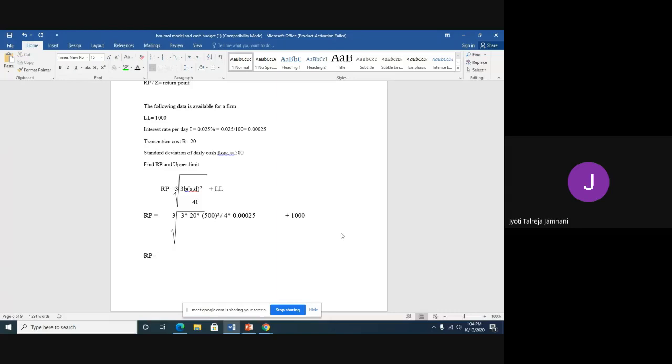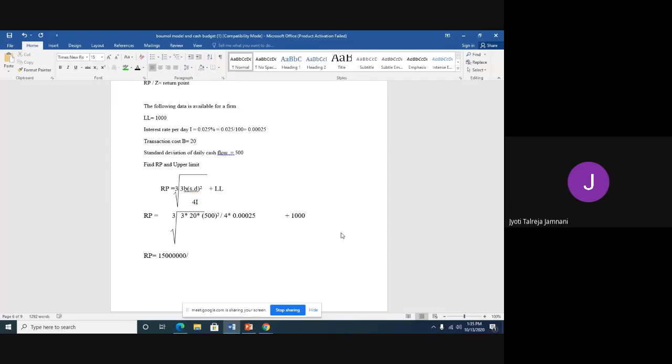Okay, so now let's find RP. First you solve 500 square. You get 2,50,000. Then you multiply it with 20 into 20 into 3. 500 square is 2,50,000 into 20 into 3. How much do you get? 15 and 6 zeros. So 1 crore 50 lakhs.